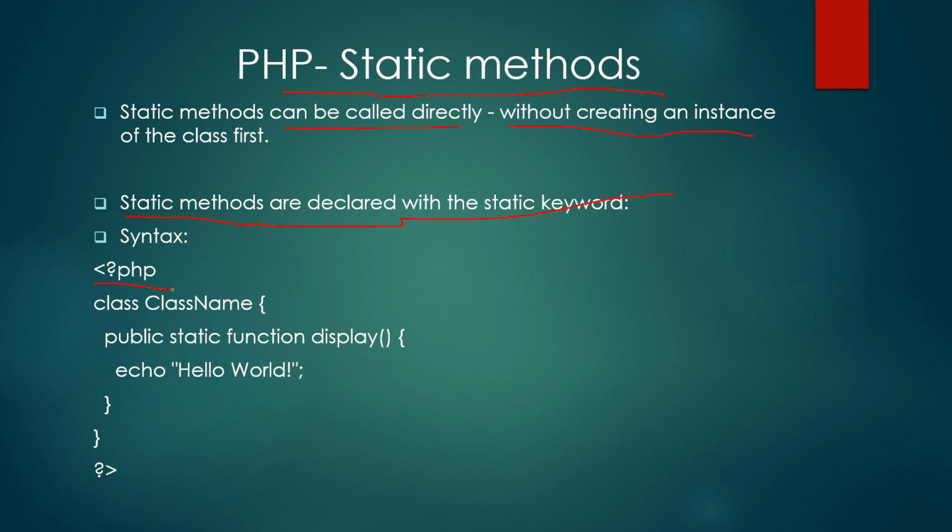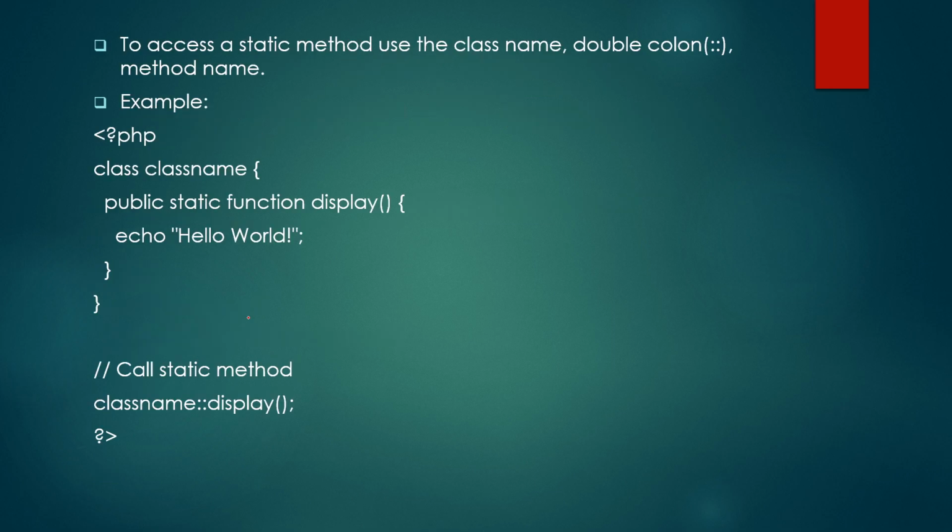Just, we have PHP tags, we have a class. Here, public, and I have used the keyword static, which indicates it is static. That's all. And we have a method display inside which I'm just echoing out some text, hello world. Now in order to access this method, no need to create the object. To access a static method, use the class name, double colon, and the method name. So this is the syntax.